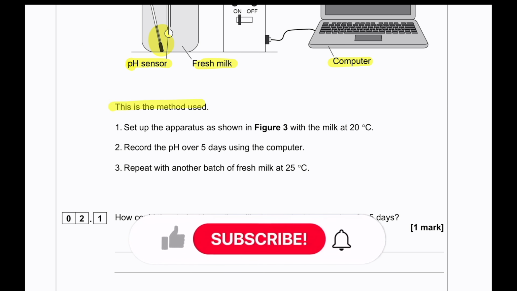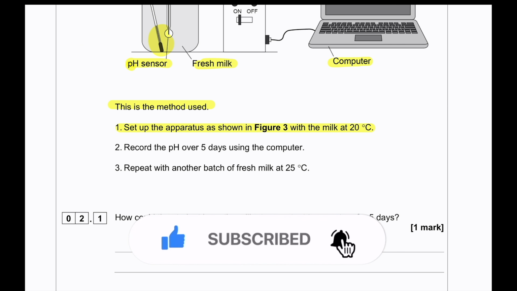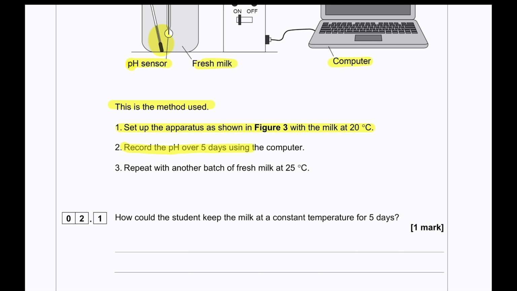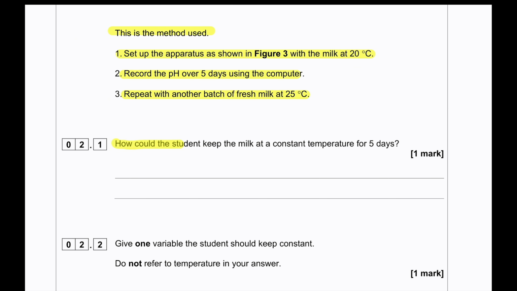This is the method used. Set up the apparatus as shown in figure 3 with the milk at 20 degrees Celsius. Record the pH over 5 days using the computer. Repeat with another batch of fresh milk at 25 degrees Celsius. How could the student keep the milk at constant temperature for 5 days? A water bath could have been used. So we can put the beaker in a water bath and then maintain the temperature of the water bath.